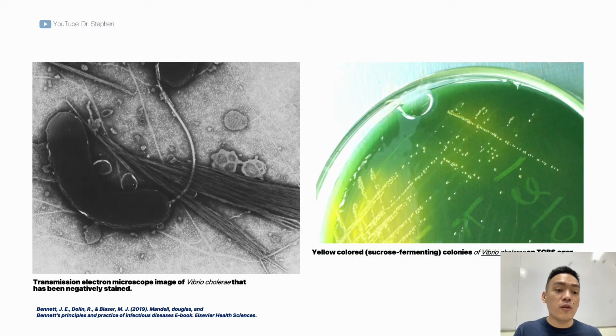Showing you the photo of a transmission electron microscope image of the V. cholerae that has been negatively stained on your left, and yellow-colored sucrose-fermenting colonies of your Vibrio cholerae on TCBS agar.